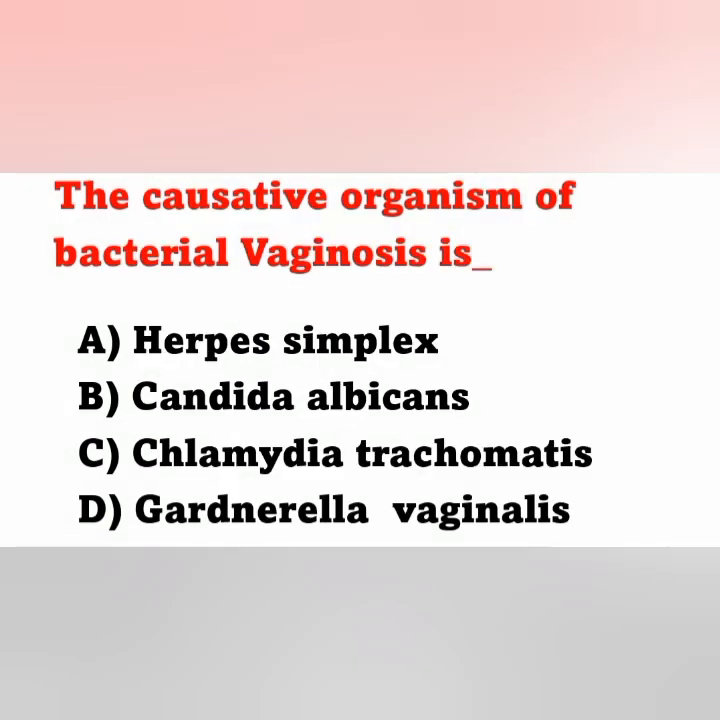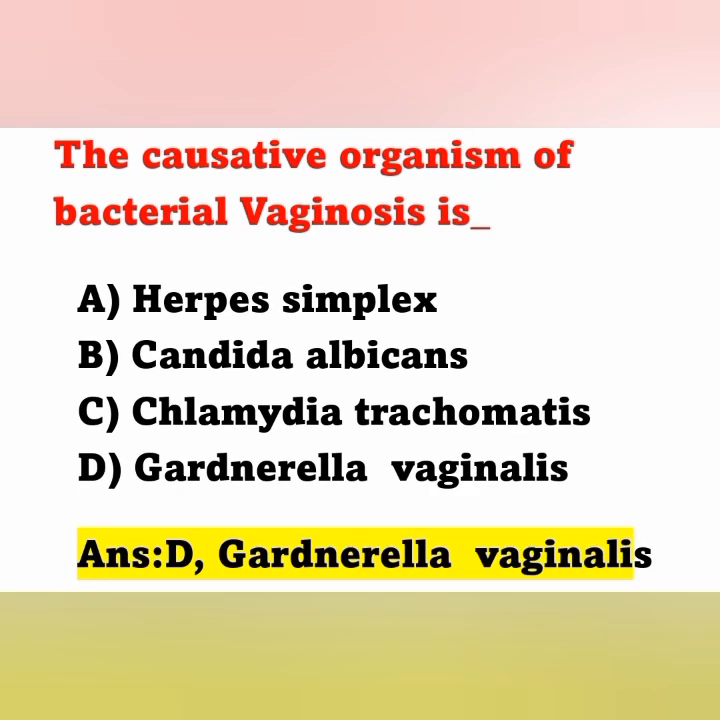And the next question: the causative organism of bacterial vaginosis is what? Option A, herpes simplex virus. Option B, Candida albicans. Option C, Chlamydia trachomatis. Option D, Gardnerella vaginalis. Which is the causative organism of bacterial vaginosis? It is option D, Gardnerella vaginalis. Bacterial vaginosis is an inflammation of the vagina and upper genital tract. It is caused by Gardnerella vaginalis.